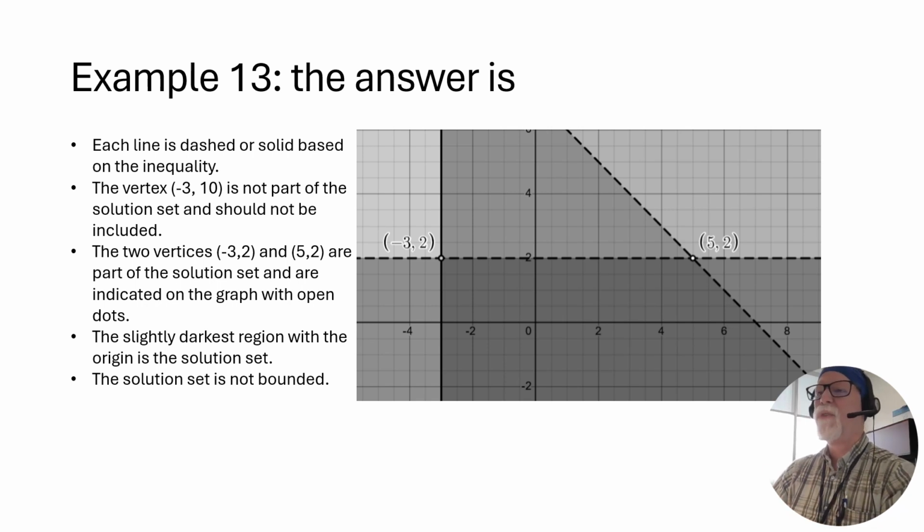There's the other vertex. Like I said, the vertex at the top of that triangle is not part of the solution set. And because there is nothing down at the bottom, it just keeps going to negative infinity, and out to the right, positive infinity, I guess. So it's not bounded. The solution set is not bounded. Awesome.